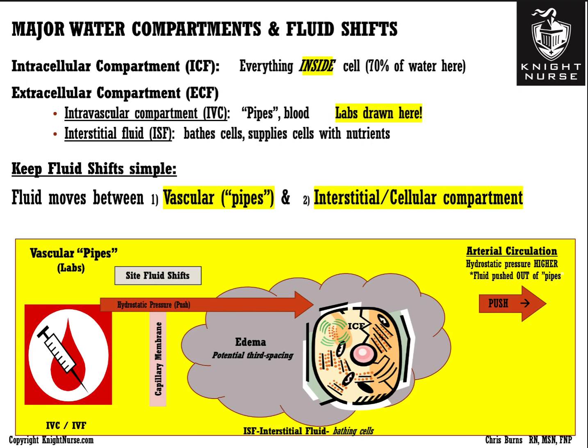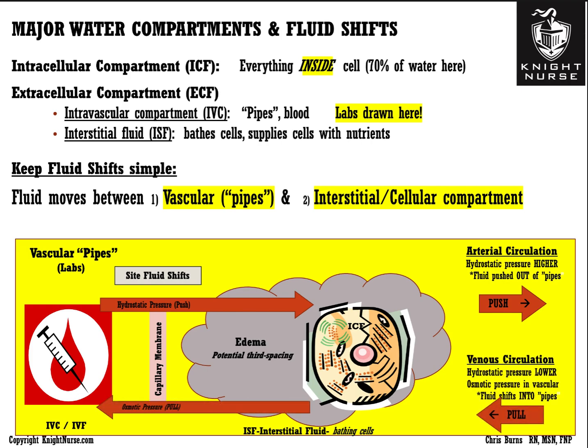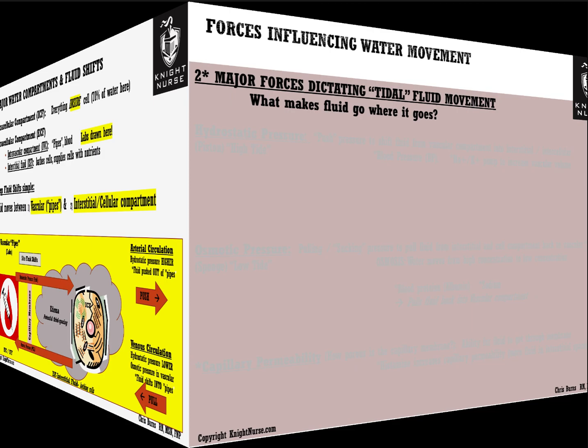bathe the cells. Conversely, in the venous circulation, hydrostatic pressure is very low because the veins are dilated, they're kind of chill. All right, so they don't have nearly as much hydrostatic pressure, and now that allows this osmotic sucking pressure, like a sponge that is inside the vascular pipes, to suck the fluid back into the vascular pipes in a tidal fashion.